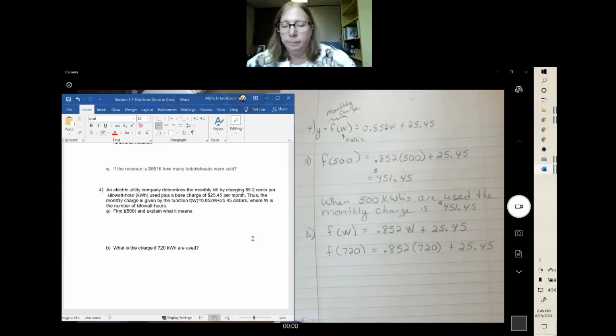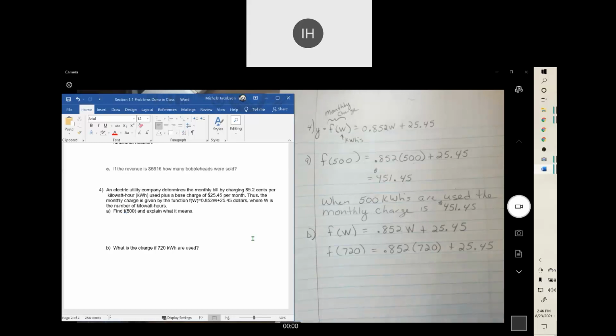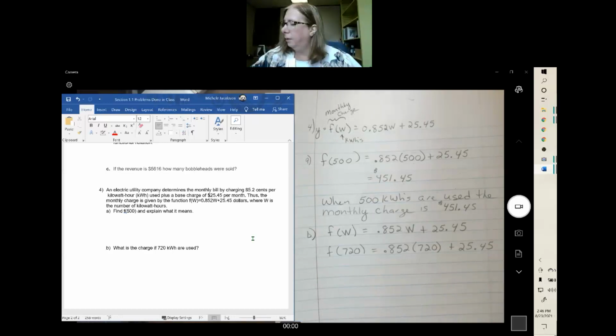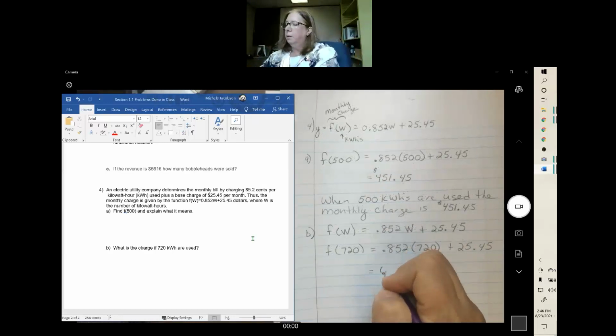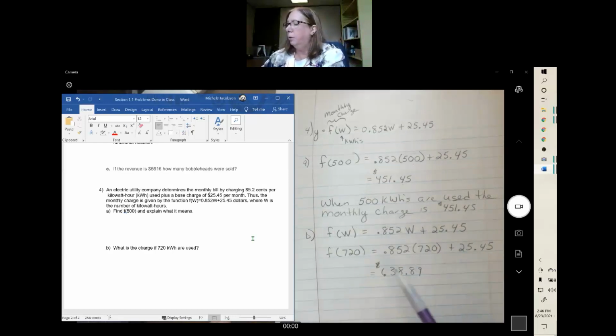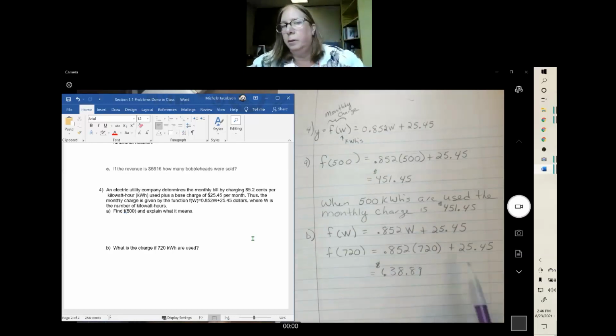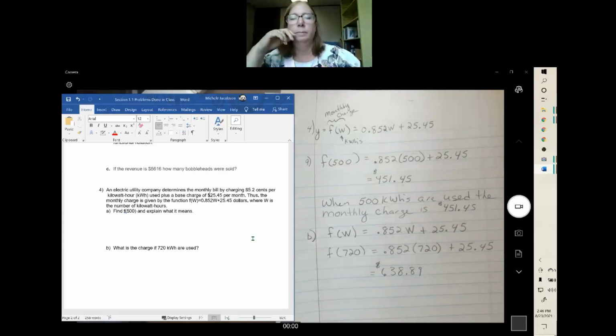And what do we get when we plug that in? Anyone? 638 with 89 cents. Exactly. 638.89. So if we use 720 kilowatt hours, our monthly charge will be $638.89. Any questions on that?